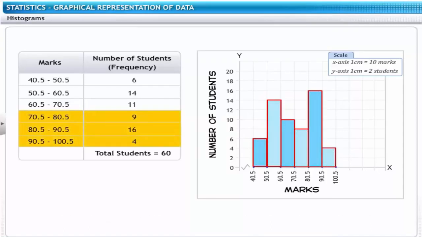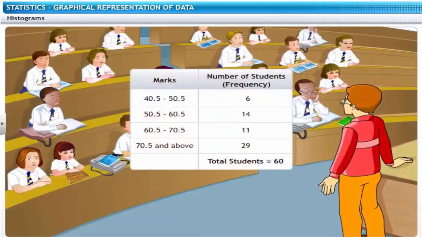Now the school has decided to give honor certificates to all the students who scored above 70.5 in the Maths Olympiad. To show how many students scored the required marks, the data table was modified as shown here.